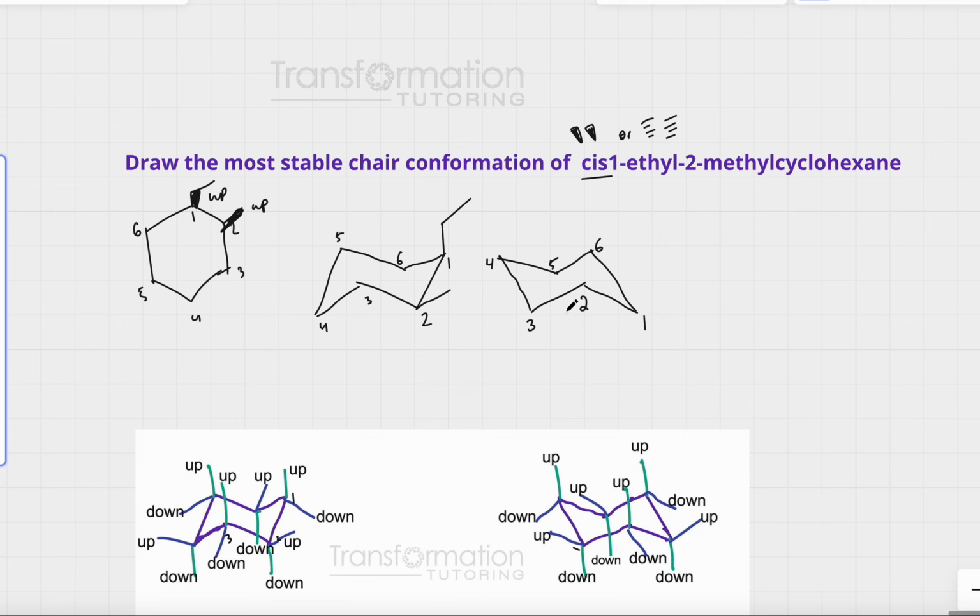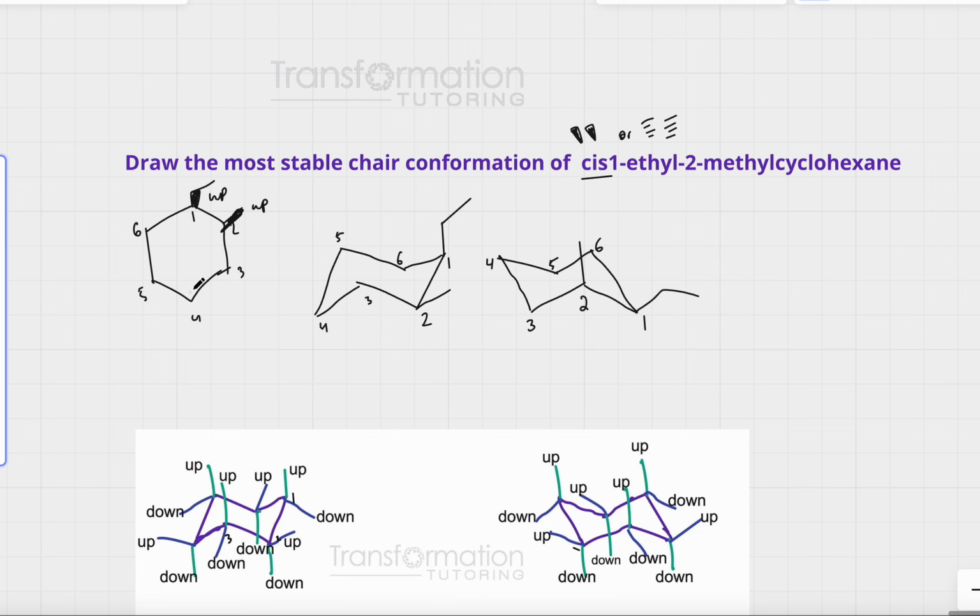Next, I'm going to go to my flip chair. What is up on carbon number 1? It's diagonal, parallel to this line. What is up on carbon number 2? Straight up like this. So these are my 2 chair conformations.